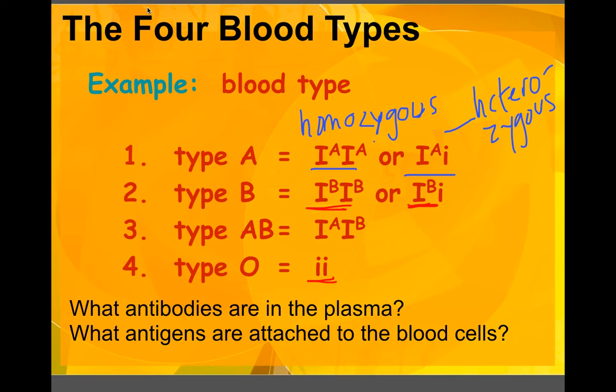So there's dominant recessiveness going on here. If I look at this one right here, the capital is dominant over the lowercase, which is recessive. And then if I look at this blood type here, there's codominance going on.